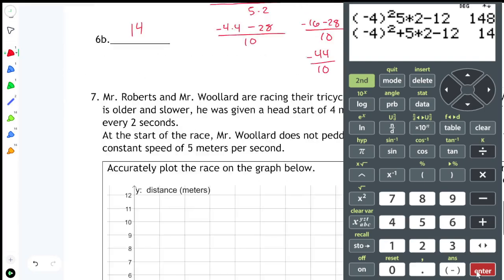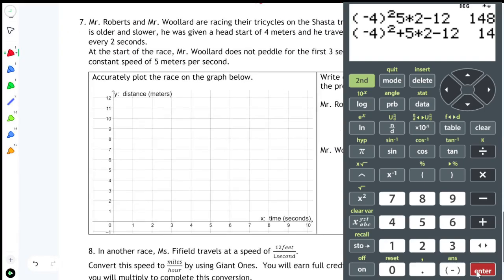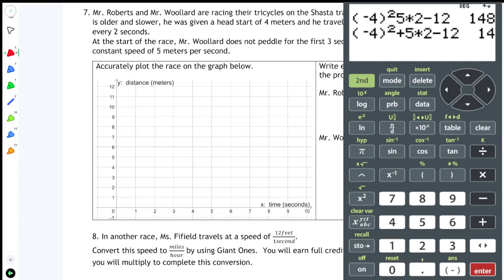All right, second to the last question looks like this. Mr. Roberts and Mr. Woolard are racing their tricycles on the Shasta track. Because Mr. Roberts is clearly older and slower in many ways, he was given a head start of 4 meters, and he travels at a speed of 3 meters every 2 seconds.